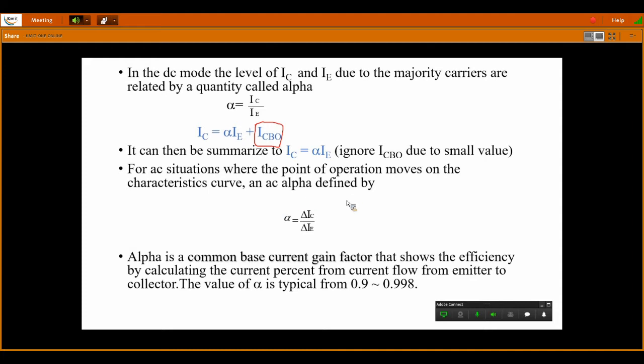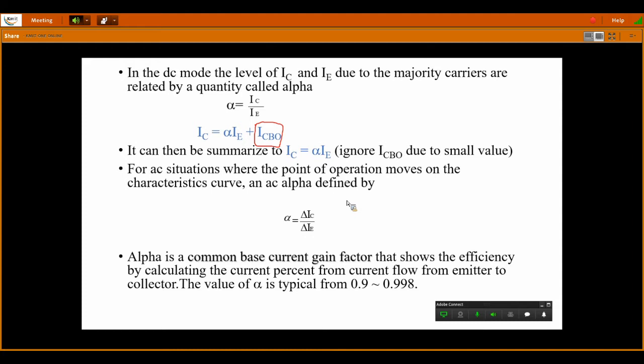As we already know, if I ignore the base current, then the magnitude of the collector current is approximately equal to the magnitude of the emitter current. Hence the value of alpha is in between. Ideally it is 1, as we assume IC is equal to IE, but practically the collector current may not be equal to the emitter current since we have a base current. So the value of alpha is between 0.9 and 0.998. The typical values of alpha are 0.9 to 0.998.